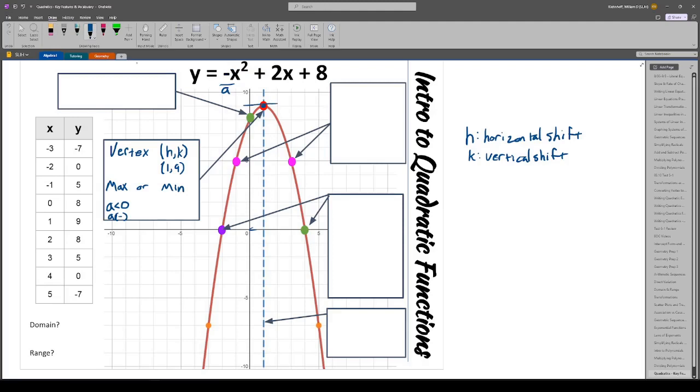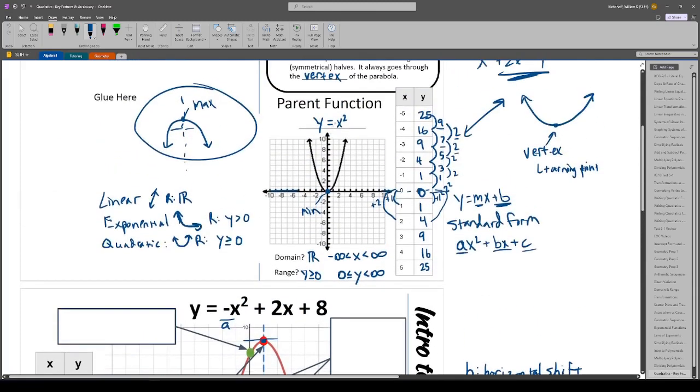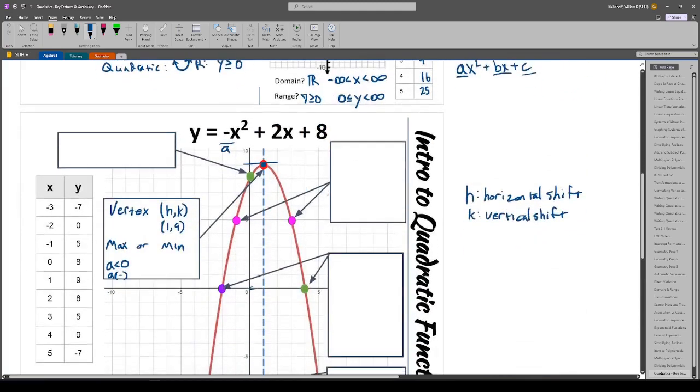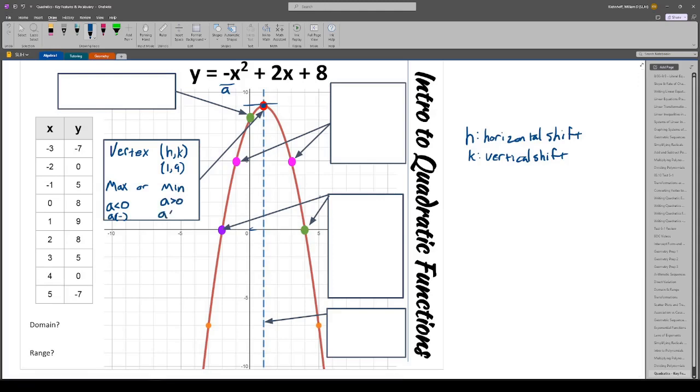In our parent function, we saw that when a was positive, so for example here a was positive 1, we had a minimum value. So that occurs when a is greater than 0, or you could say when a is positive. So those are some important features of our vertex, and we'll talk a lot more about vertex and vertices as we move forward.